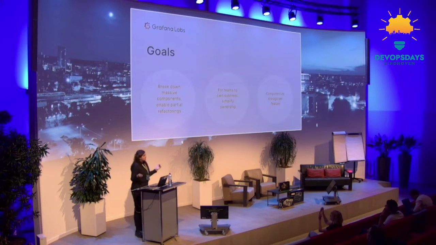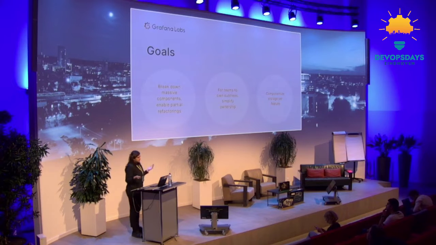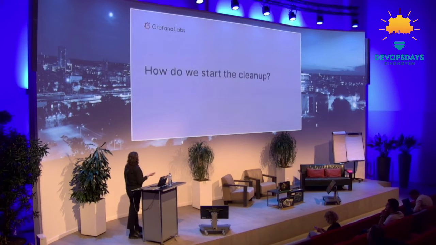So we had our goals. We knew what we want to do. We want to break down the huge storage, and we want to enable partial refactorings. Also, Grafana is a growing company with many teams that own features, and we wanted to allow teams to own their features from the API to the storage. And we want a separate storage per feature. That was our goal. So how do we start?